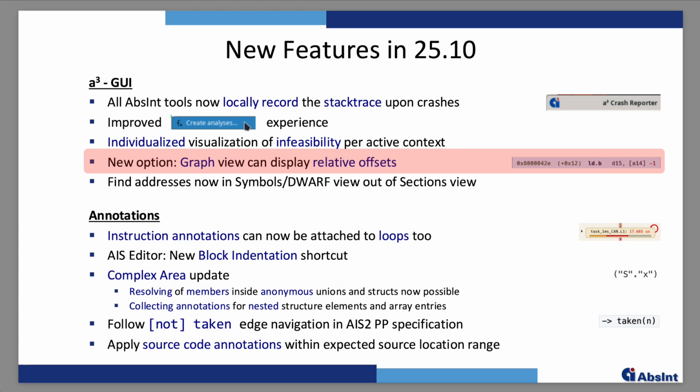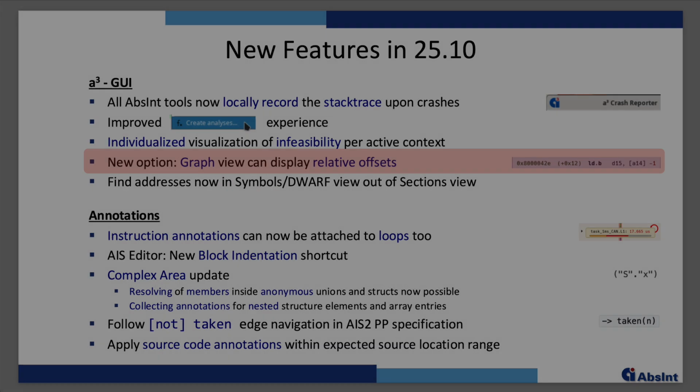Next new feature has been requested by many of our customers. In addition to displaying relative program point offsets in the disassembly view, these can now finally also be shown in the graph representation. There's a new option for this, and I'll quickly show you how to activate it now.